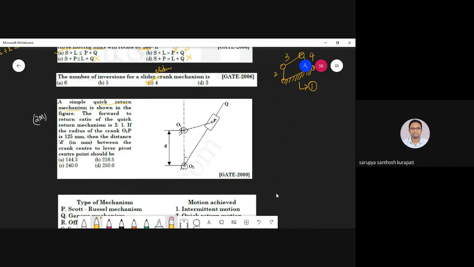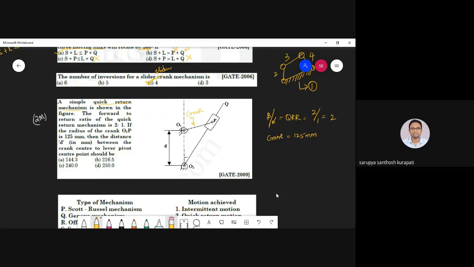The forward to return ratio, that means beta by alpha, of the quick return mechanism is 2:1. So he is telling that 2 divided by 1, which is equal to 2. If the radius of the crank O1P, which is nothing but your crank, is how much? He gave 125 mm. So here I'm taking the crank as 125 mm.